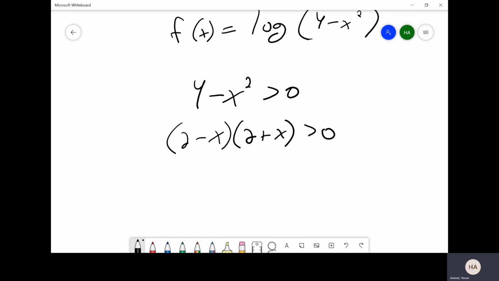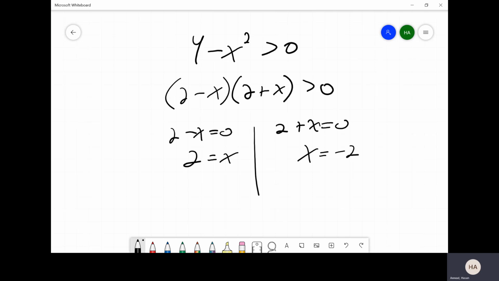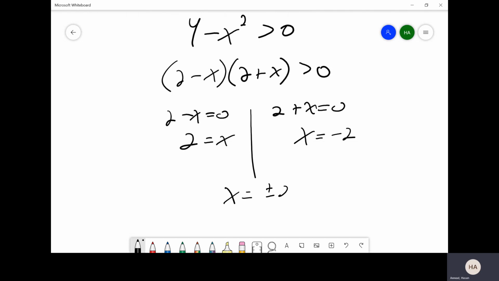But to be able to test intervals, you obviously need to plot points onto the graph to figure out what your intervals are, right? So to figure that out, we set each factor to be equal to 0, because we need to find when the inequality actually is 0. So we have 2 minus x is equal to 0 and 2 plus x is equal to 0. For the one on the left, if you add x to both sides, you get 2 is equal to x, or x is equal to 2. And on the one on the right, if you subtract 2, you get x is equal to negative 2. So x is equal to plus or minus 2.